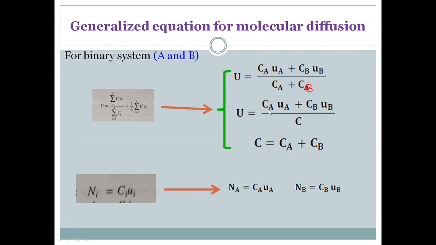U equal to CAUA plus CBUB, and total concentration C equal to CA plus CB. So for a binary system, my molar average velocity will be this expression, and my total flux N_i equals C_i U_i. For component A, N_A equals C_A U_A, and similarly for N_B it will be C_B U_B.